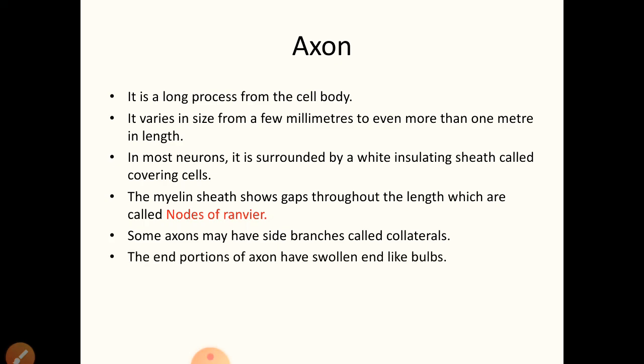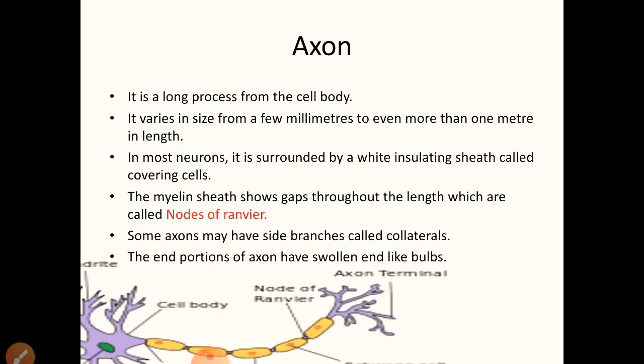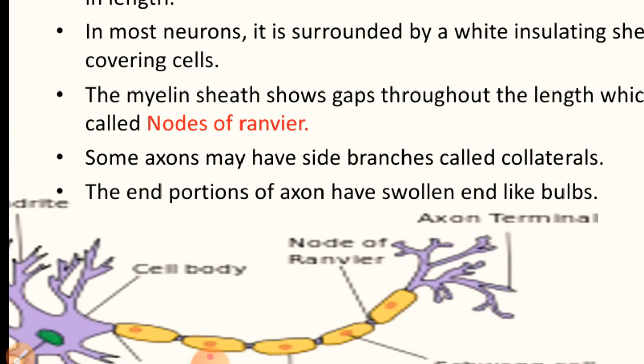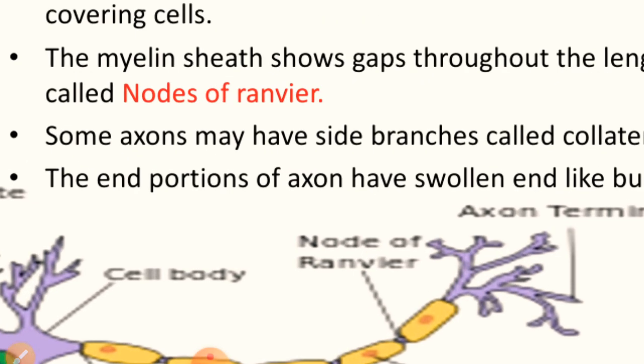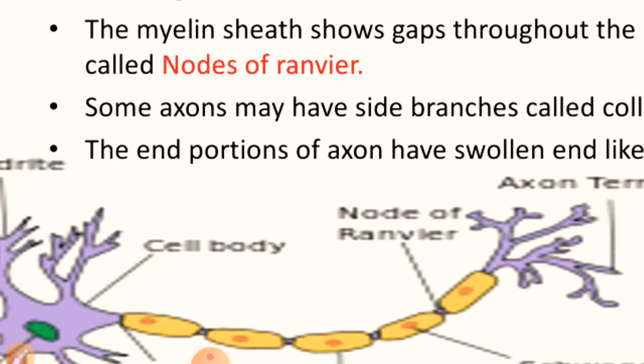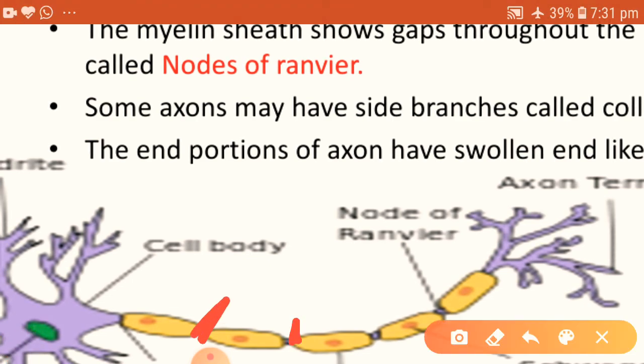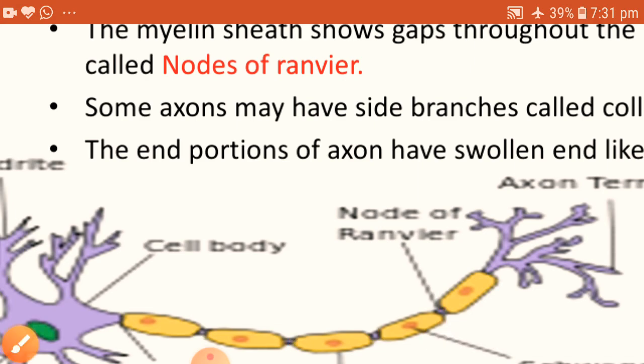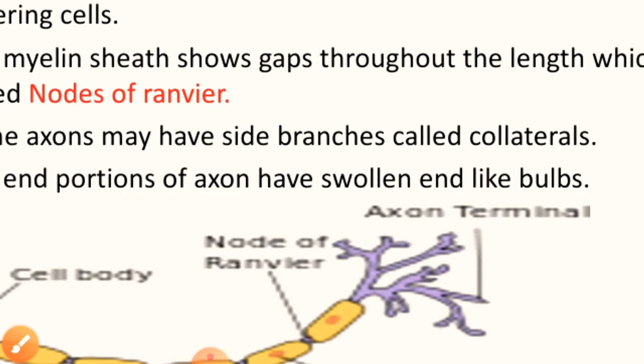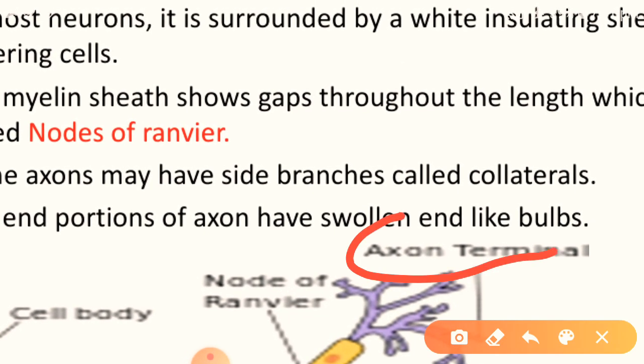The end portion of the axon has swollen, bulb-like ends. Here you see everything in the diagram. This is the myelin sheath, and there is a gap here, known as the node of Ranvier, which is not covered by myelin sheath. The rest of the axon is covered by myelin sheath. This bulb-like structure is known as the axon terminal, which is connected to the dendrite of another neuron. This is how one neuron is connected with the other.